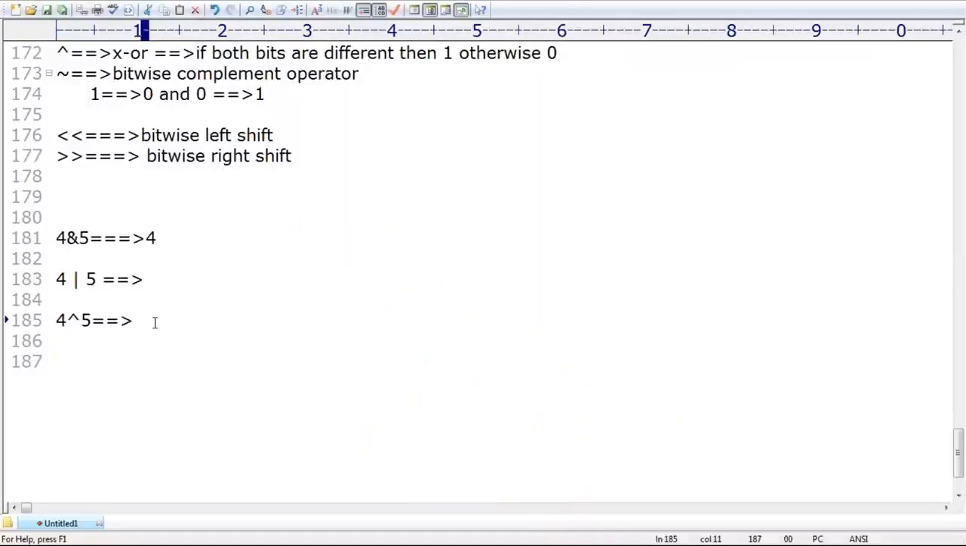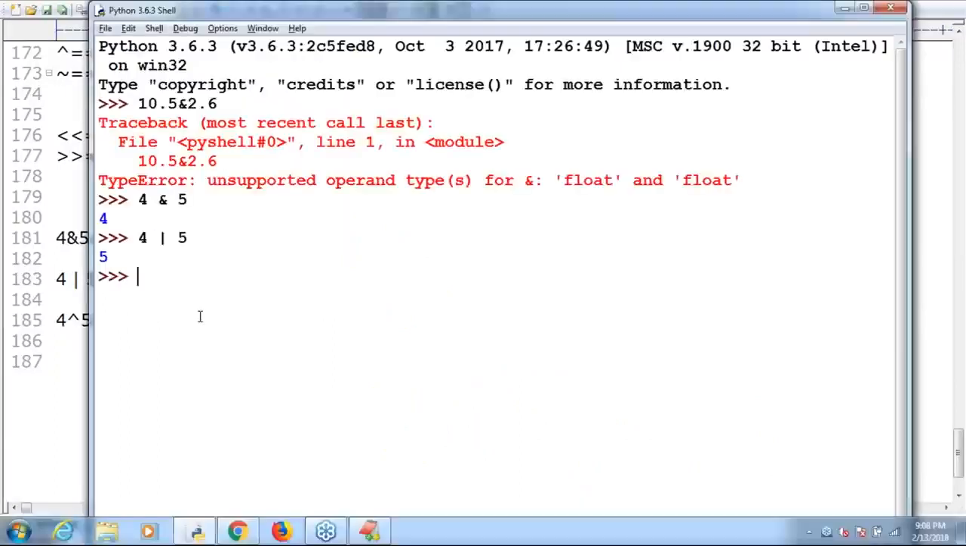If I consider what output by default you are going to get, sir? 1 itself. Make sure, sir. Can you please tell 4 XOR 5? 1 itself is the answer. Boom. All the remaining people, are you able to understand? Are you able to understand, right?